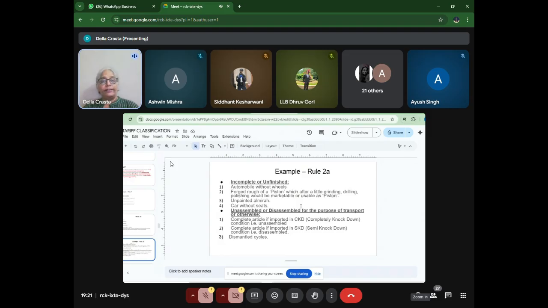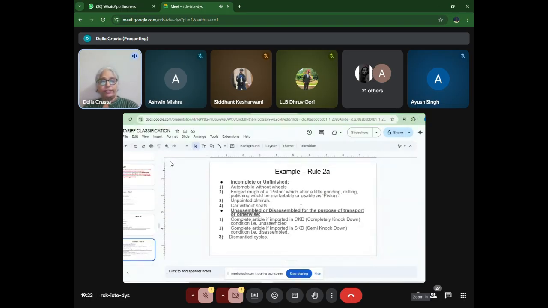Another example is a piston. Forged rough. That means polishing and all is not done. But after a little grinding, drilling, polishing, it would finally attain the final finished form of a piston. But all these processes are not yet carried out. It's just a rough piston. So what will you classify that as per Rule 2A? You will classify it as a piston itself, even if it is in a rough form, even if some processes are pending.